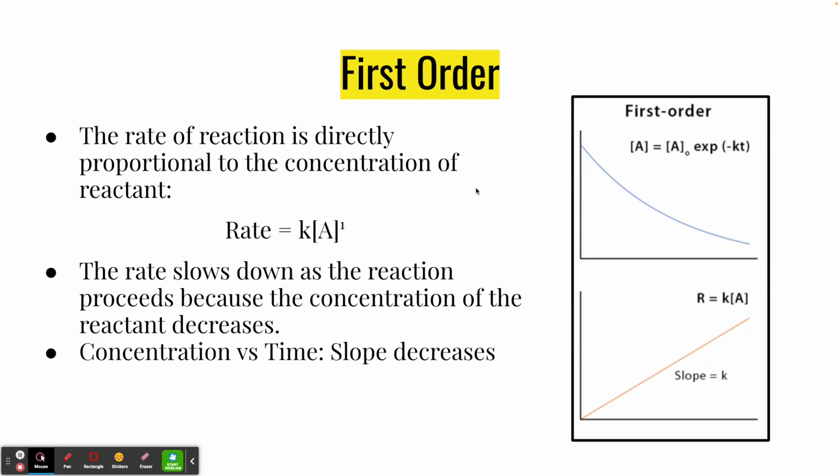Again, that's because if we were looking at the rate versus the concentration, it's a linear relationship because it's directly proportional. So the rate is directly proportional to how much concentration is there.